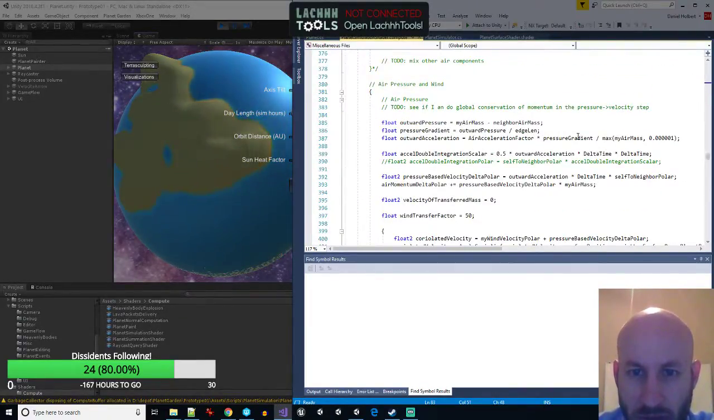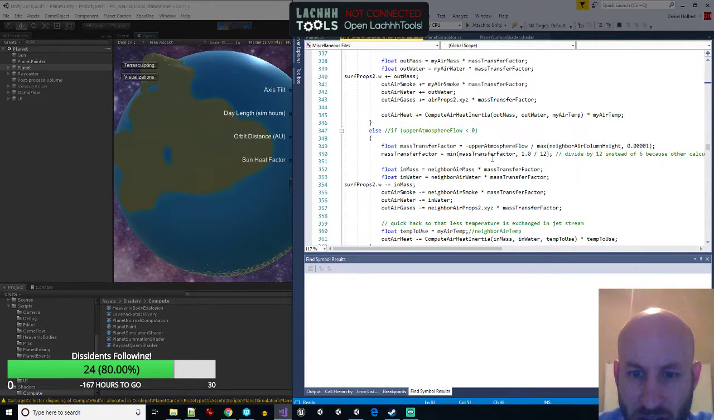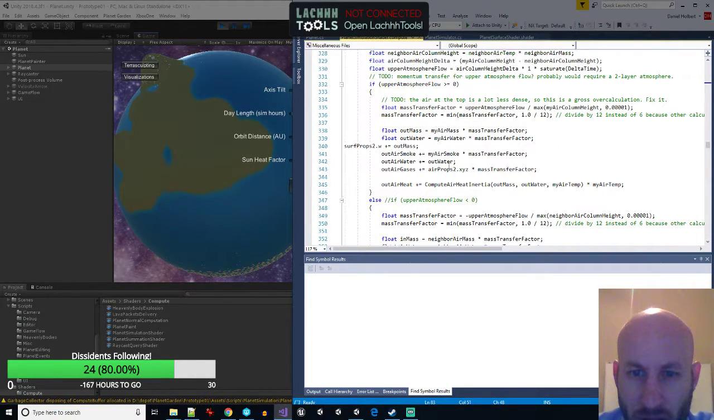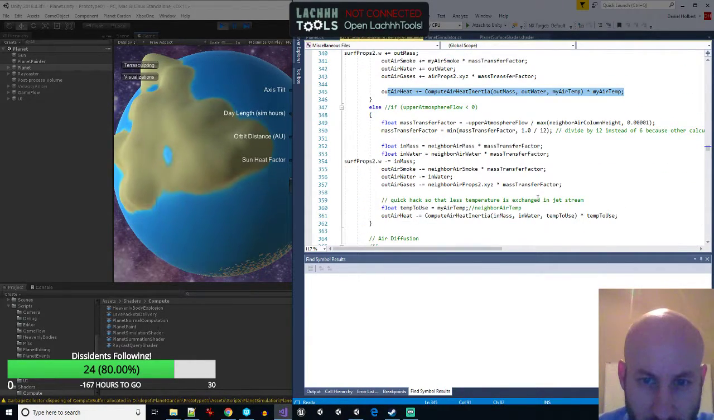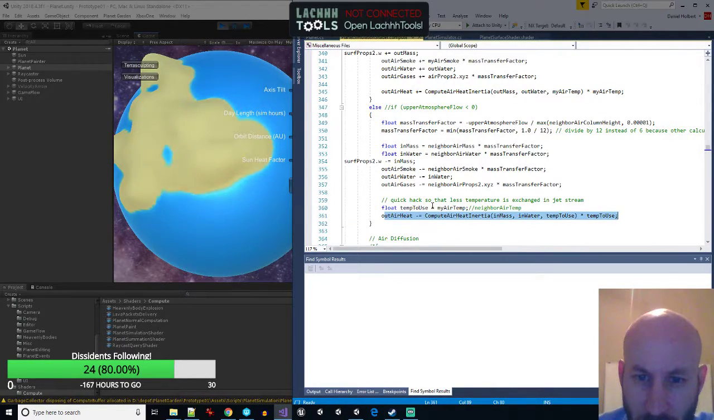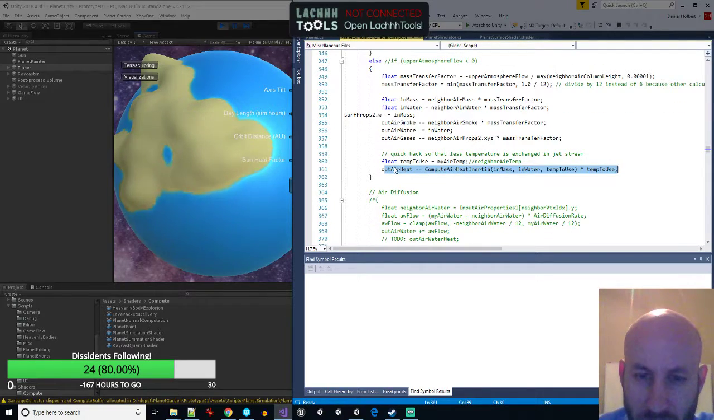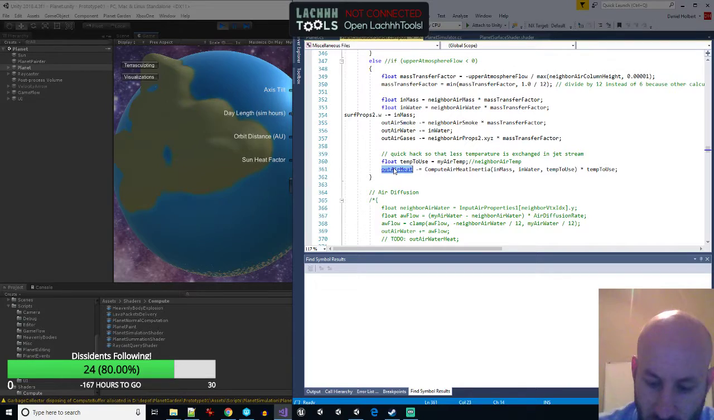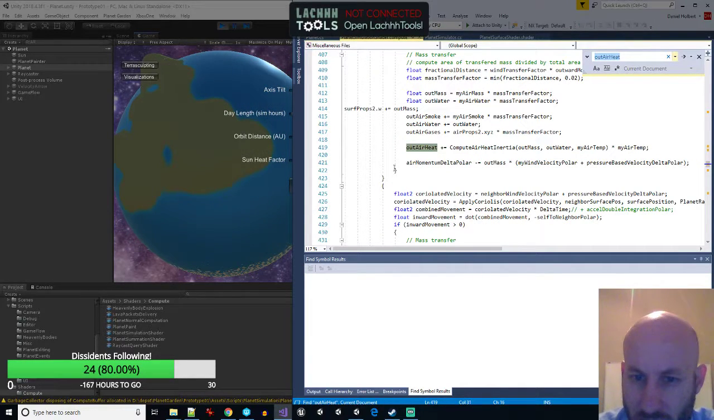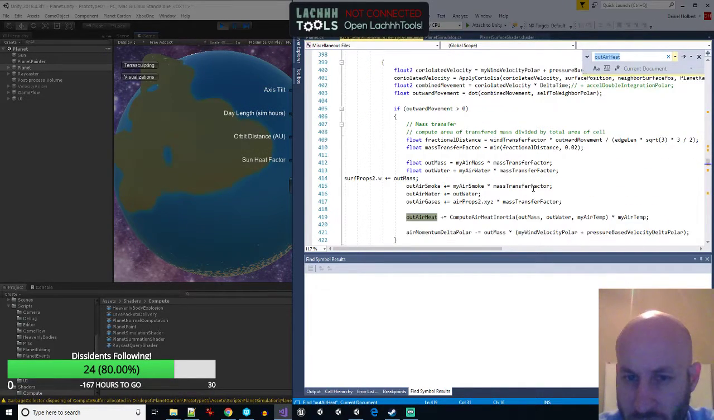For example, air pressure and wind, and in the jet stream. But now I updated basically these lines here, to properly compute the amount of heat energy that's transferred when you move air from one cell to another. And then again down here, so I have kind of 2 parts.